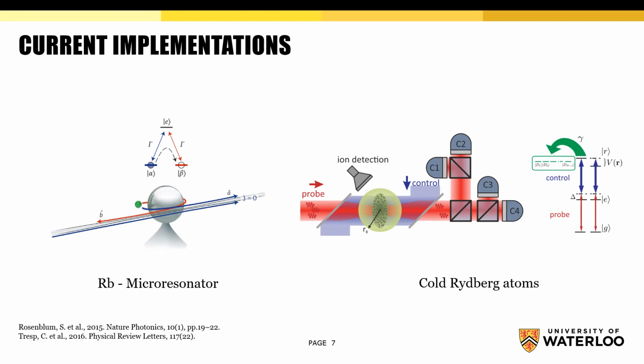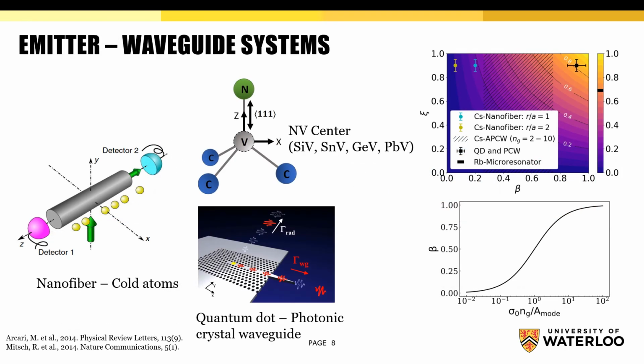Similar types of single photon Raman interaction have been implemented in cold rubidium microresonator setups and using cold Rydberg atoms before. We study which platforms would be the best to implement a deterministic single photon subtractor based on the coupling efficiency beta and the chirality Z of different emitter and waveguide systems.